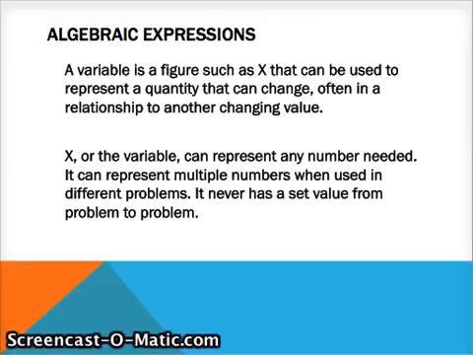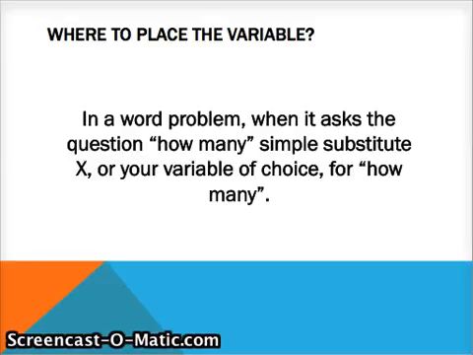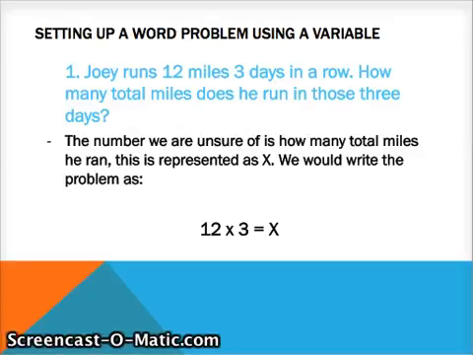Now remember, x does not need to be the only variable you can use. You may use any letter, but also remember, if you're using a letter that looks similar to a number, you could get confused. So try to stick with letters that don't have numbers that look similar. In a word problem, when the question asks how many, that is a red flag for you to know where to place your variable. You can simply substitute x or your variable of your choice for the phrase how many. Let's look at a few word problems.